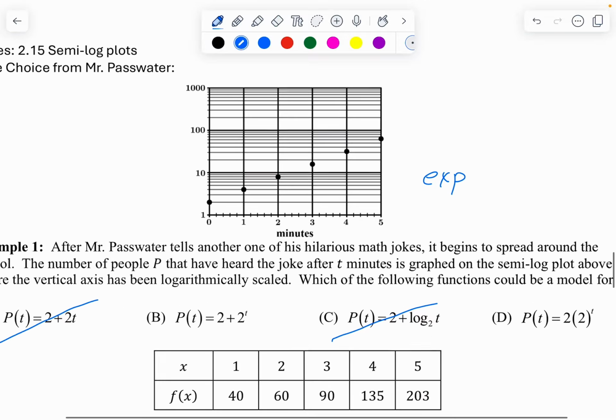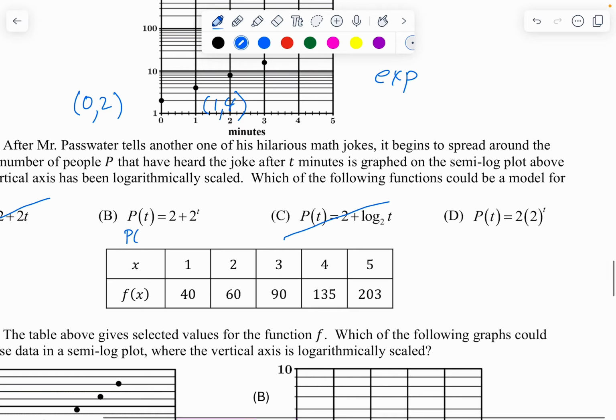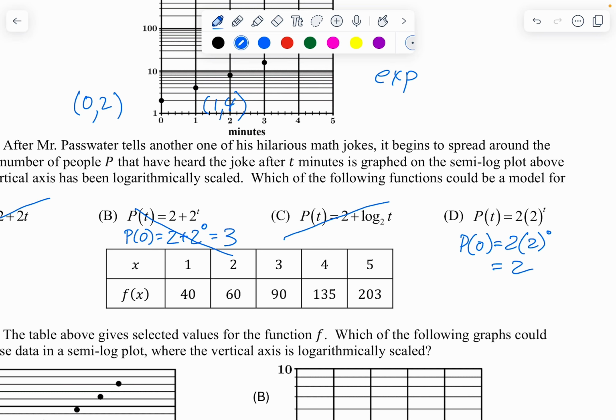So what we did in class today is we said, well, this would be the point 0, 2. And this would be the point 1, 4. I started to do that wrong. And so when I plug in p of 0 right here, it would be 2 plus 2 to the 0, which is 1, so this would equal 3, which is not what we want. We wanted to have 2. So let's see this one. P of 0 would be 2 times 2 to the 0, which is 1, times 2 is 2, and that's our correct answer.